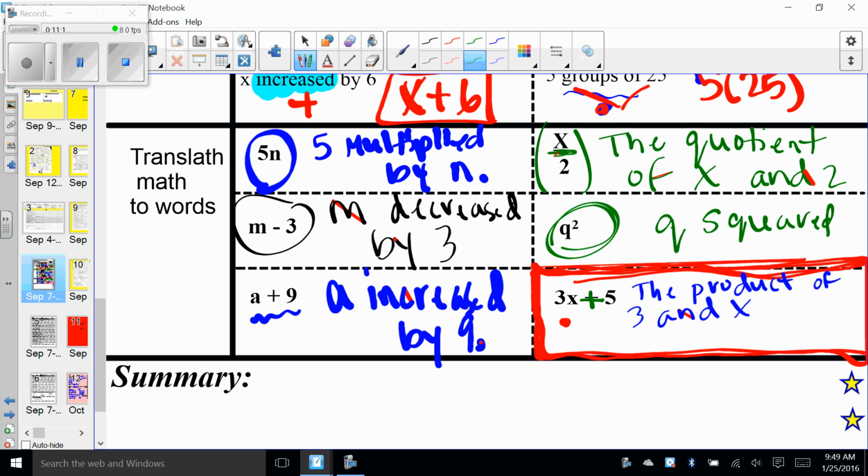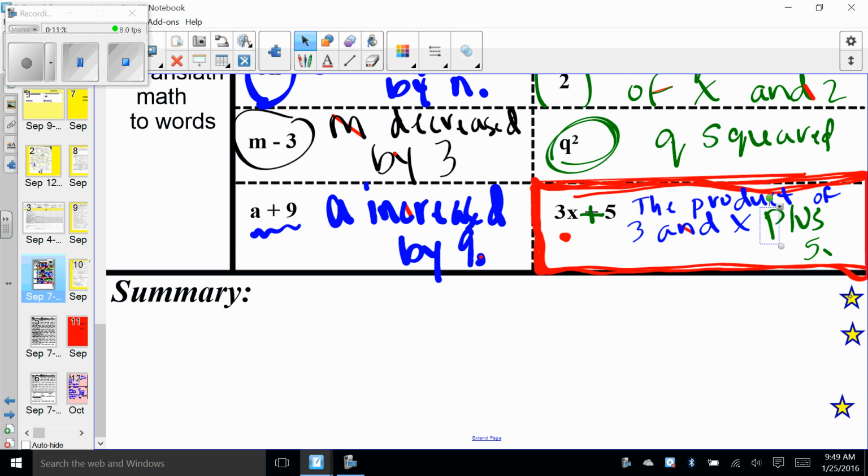Then I'm going to go ahead and say plus. Let's just keep it a nice elementary math word there. Plus 5. Now you could have used the word increased. You could have used the word sum. I'm just going to keep it a nice easy math word there. So the product of 3 and x plus 5. Many options there though. All right, let's finish this lesson up, guys.